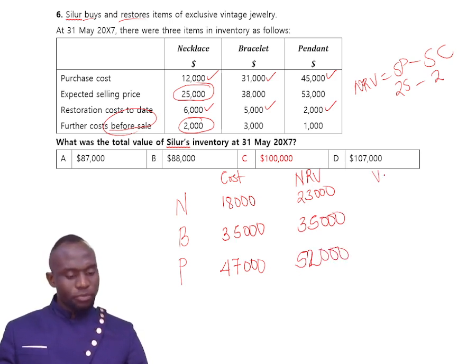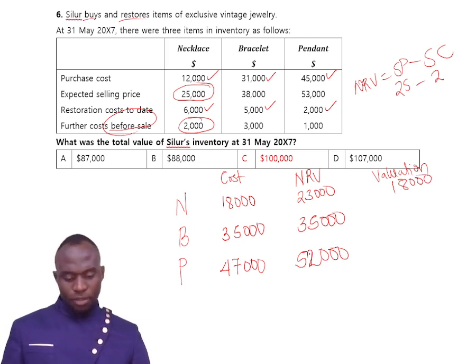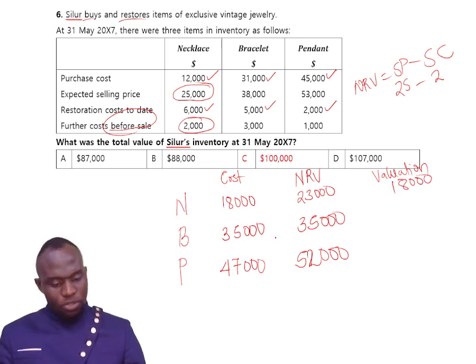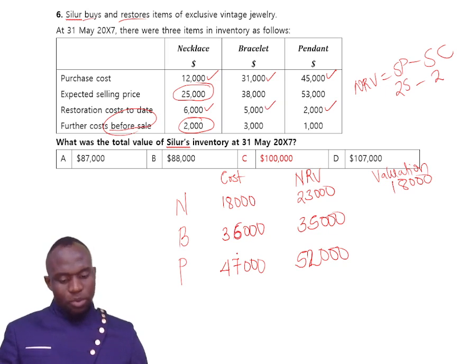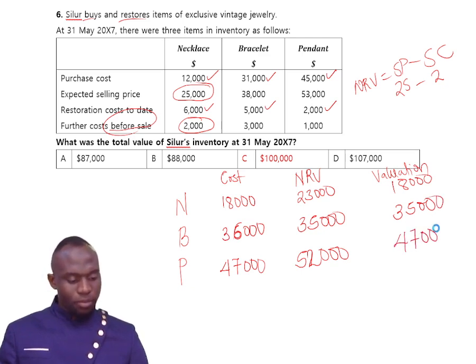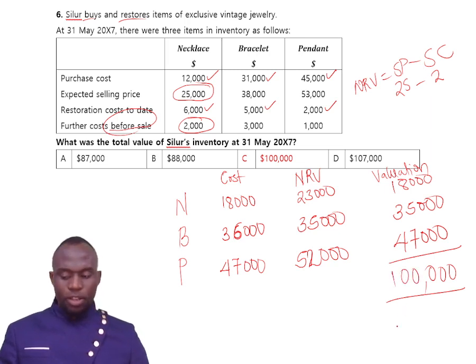So what is the valuation? The standard says we should value at the lower of cost and net realizable value. So for the necklace, the lower is 18. For the bracelet, when we add the total cost, it is 36, not 35. So when we value at the lower, which is 35. And finally for the pendant, it will be valued at 47. And when we sum this up, we get a total of 100,000. So the correct answer should be C.